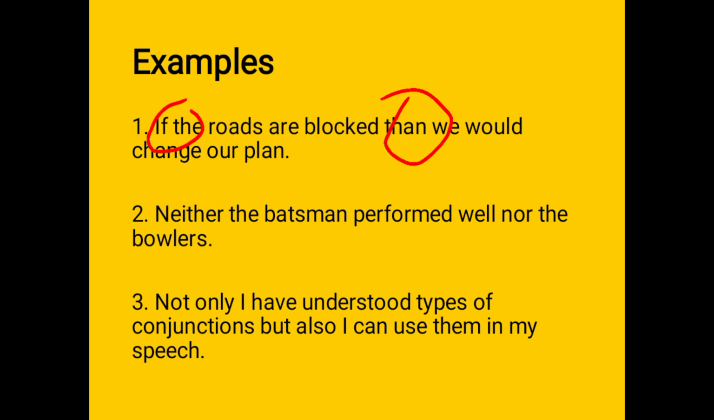Neither the batsman performed well nor the bowlers. So, neither and nor are examples of correlative conjunctions. Not only have I understood the types of conjunctions, but also I can use them in my speech. Wow. So not only, but also. So these are correlative conjunctions.